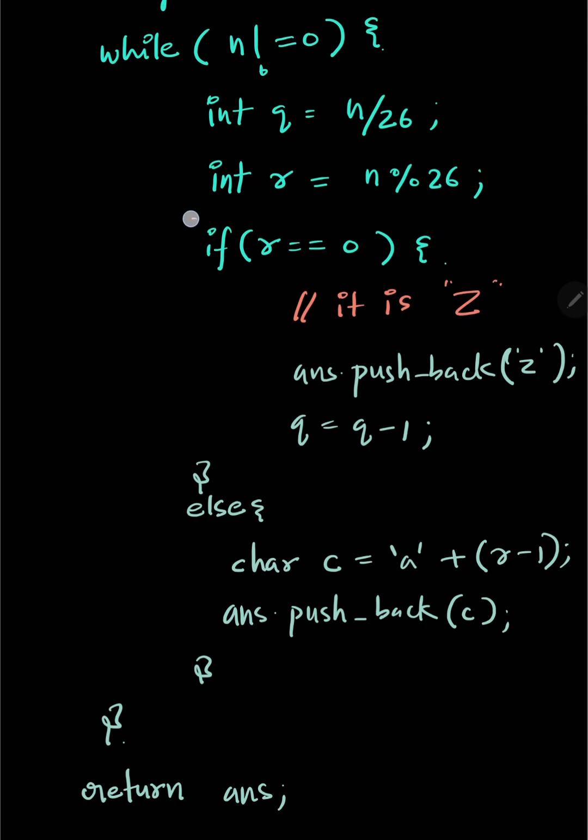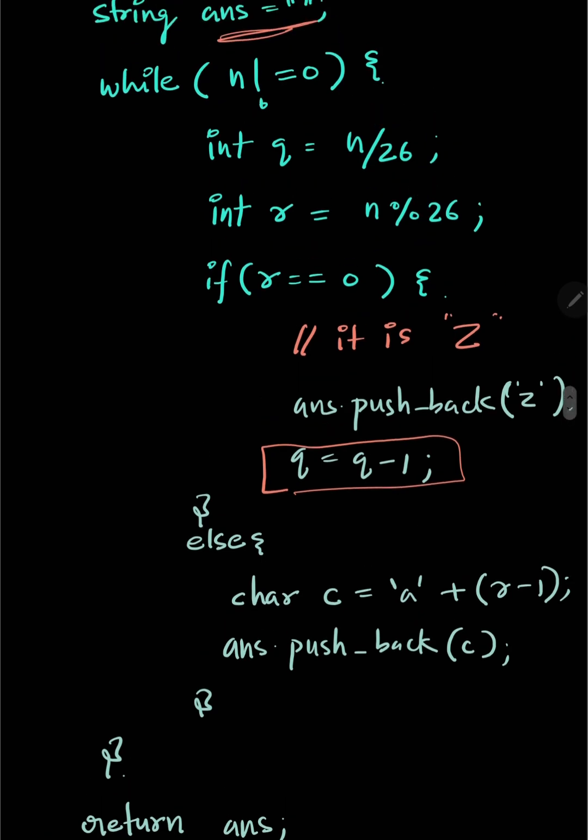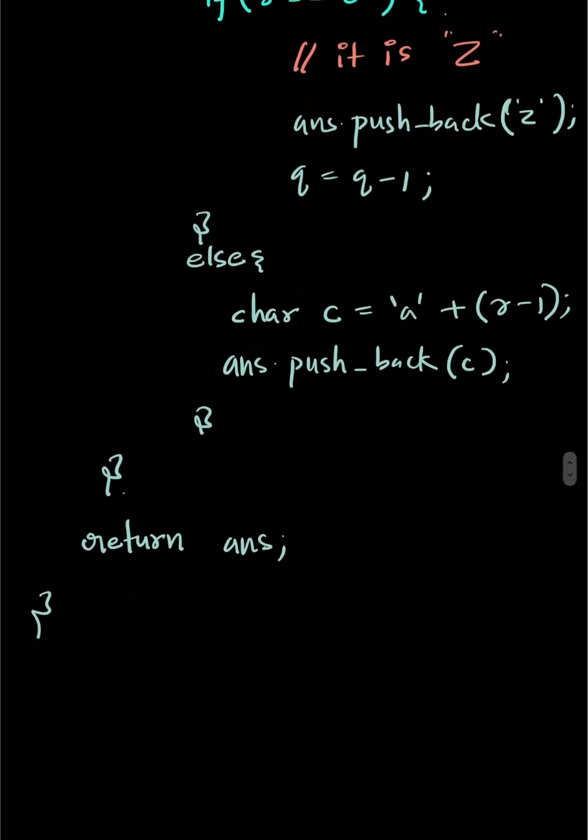If the remainder is 0, let's focus on this code. If the remainder is 0, that means it is Z. What we will do is push Z into the answer string, and the quotient will become quotient minus 1.